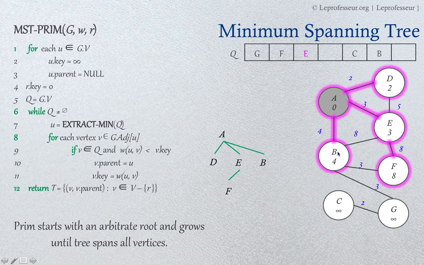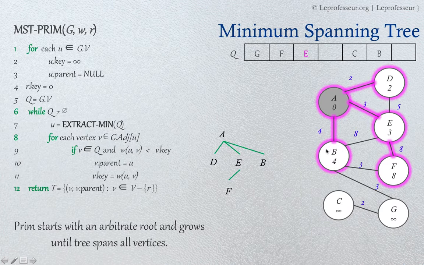Now the next adjacent vertex to E is B, and we have to take a decision on B. Okay, so B exists in Q, good. So we are good at the first condition. Now the weight on the edge between B and E is 8, and 8 is bigger than 4. So we do not satisfy the second condition at line number 9, and we don't execute line number 10 and 11. All right.